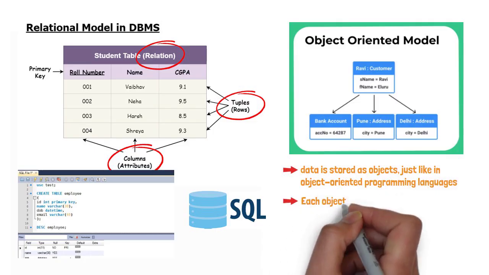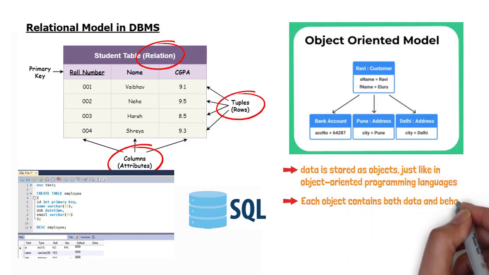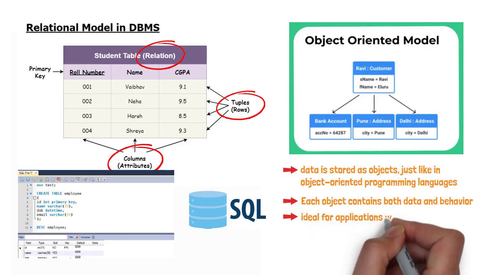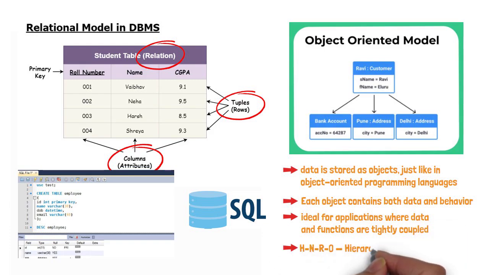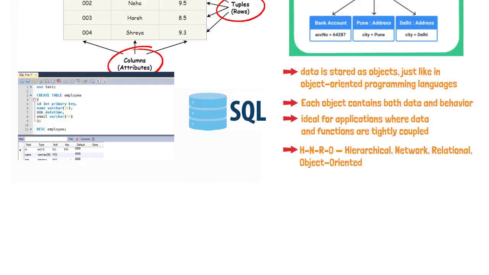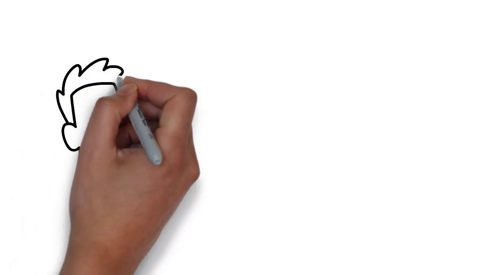Each object contains both data and behavior, making it ideal for applications where data and functions are tightly coupled. A quick way to remember their evolution is HNRO: hierarchical, network, relational, object-oriented, from oldest to most modern.